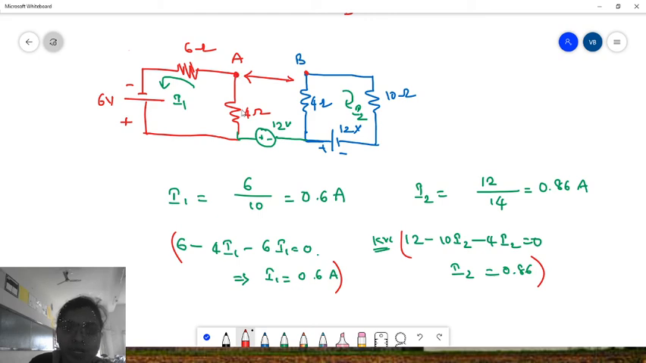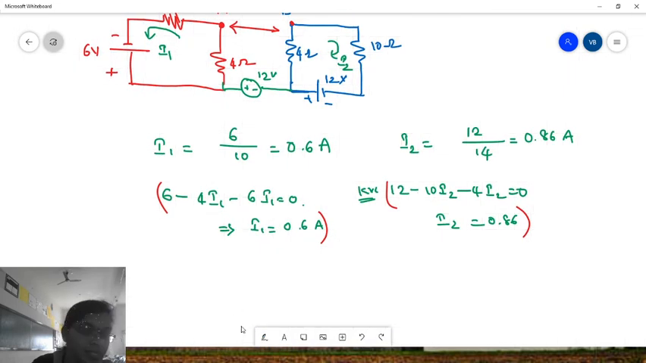That is nothing but the potential at the 4 ohms. This voltage is what you are going to calculate: the voltage across the 4 ohms. What is this one? B. That is the voltage across the 4 ohms resistor. Okay, now you are going to calculate the voltage drop across node A.